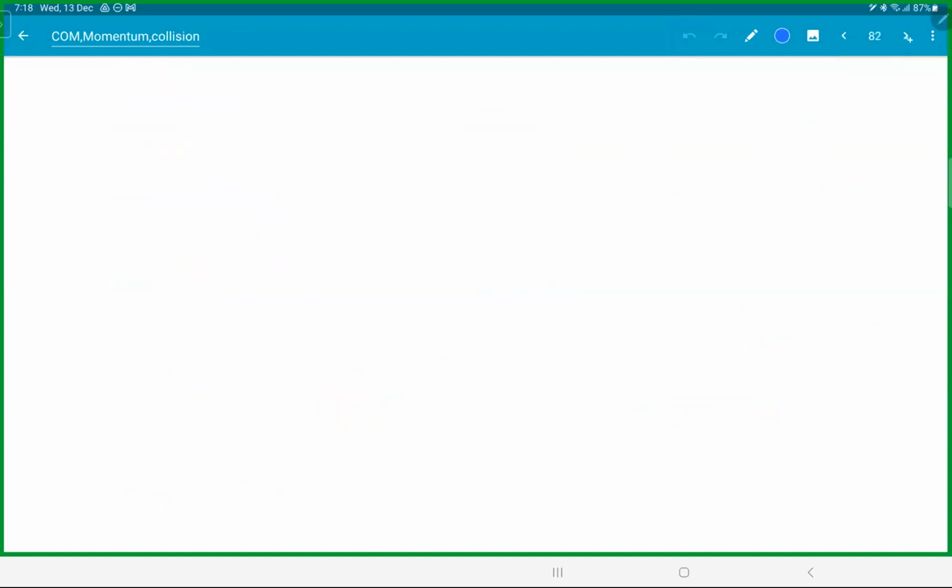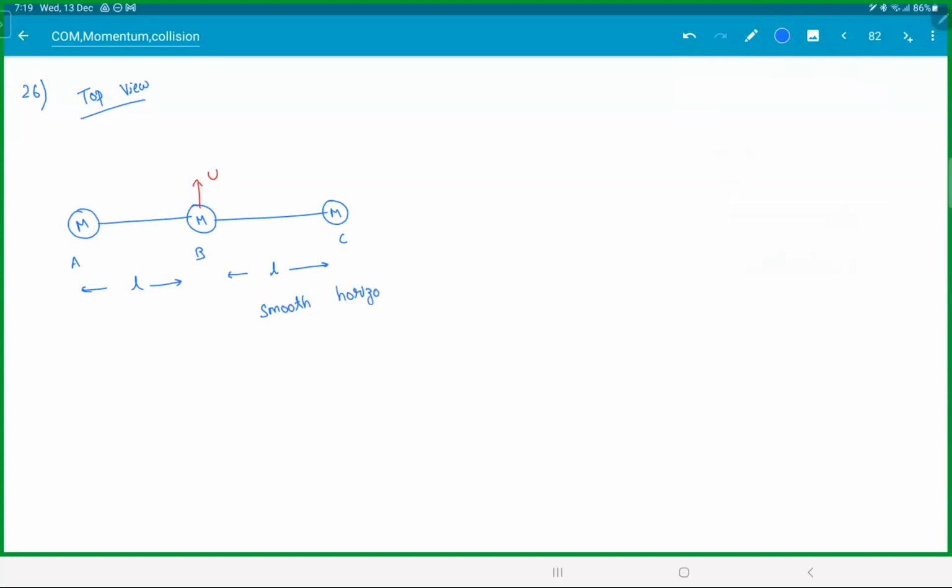Let's get back to momentum. This is also a proper advanced paragraph question. Top view. Mass M, mass M, and mass M. Three masses there. Let's call these A, B, and C. This length of the string is L. This length of the string is also L. This center one is given speed U. This whole setup is placed on a smooth horizontal floor. I'm sure you must have seen this question in the PACE booklet.